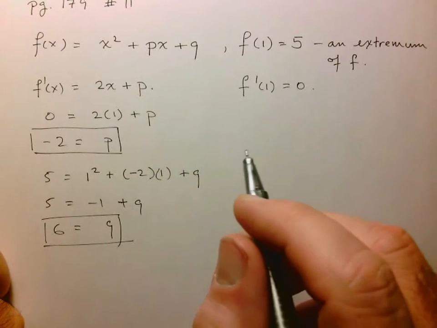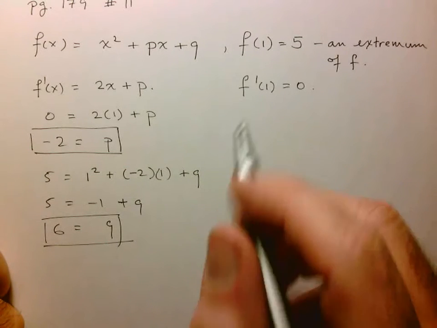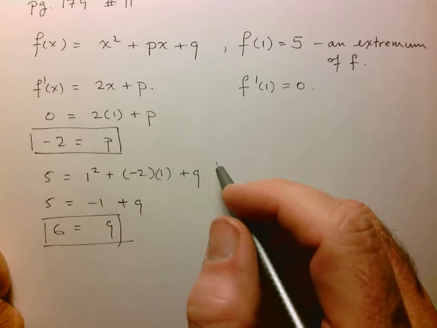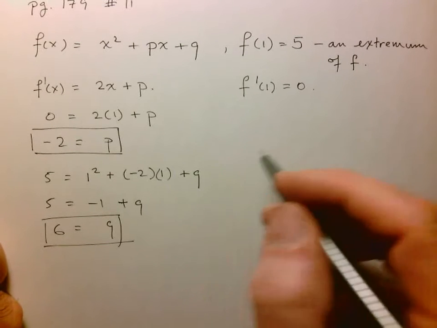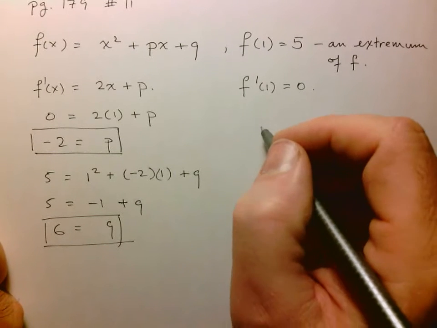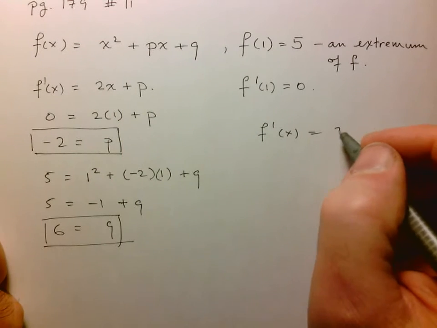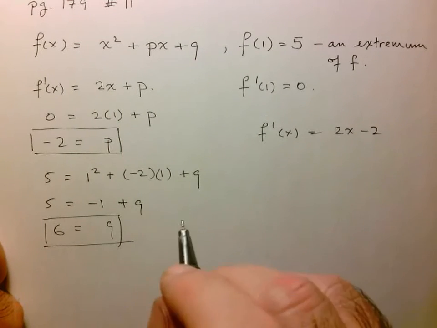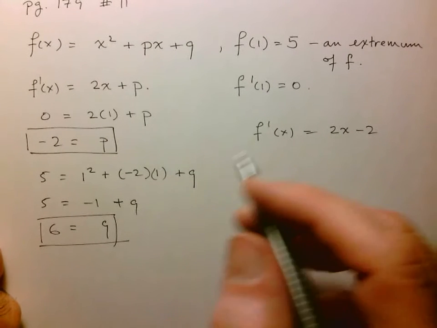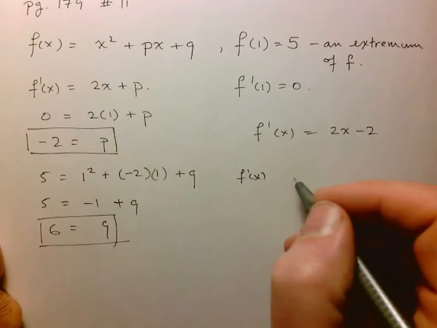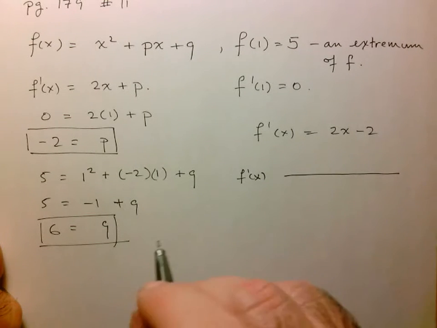So we've already done the first part. We have our critical point, that is where the derivative is equal to 0. So we just have to test to see if there's a change in sign in the derivative. So the derivative function now is just 2x plus p, so 2x minus 2, because p was equal to -2. And now I'm going to use that little number line representation here.